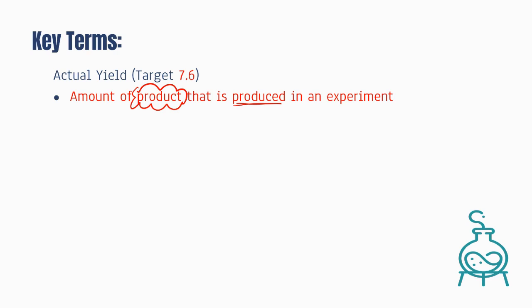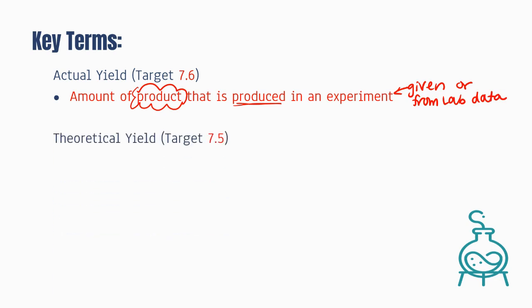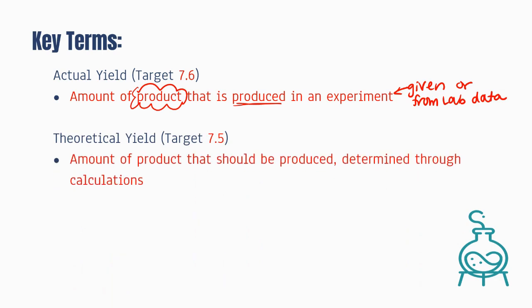The actual yield is going to be given to you in the problem. So it will be given to you. Or if you're doing lab, it comes from your lab data. So look at your data table when you're doing a lab to find your actual yield. Your theoretical yield, on the other hand, this is the amount of product. Again, it's a product. It'll be the same.